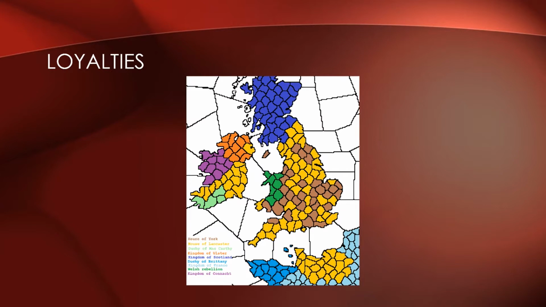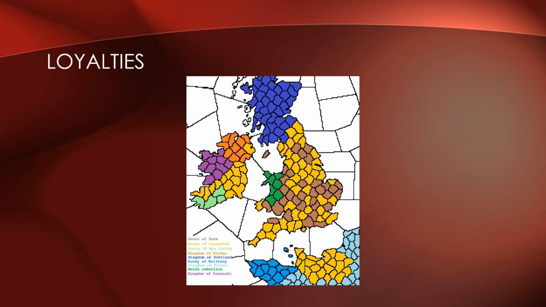So here you can see a map of the loyalties of the Civil War. You can see the dark blue in the top is Scotland, the brown all over the English main body there is the House of York, and the yellow is the House of Lancaster, which you can see a lot more support of in Ireland, mainland, and even France. And then the light green in Southern Ireland would be the Duchy of McCarthy. The orange in the top would be the Kingdom of Ulster.